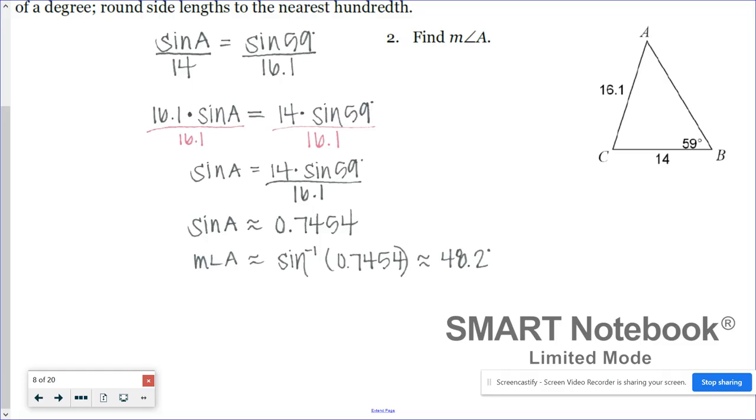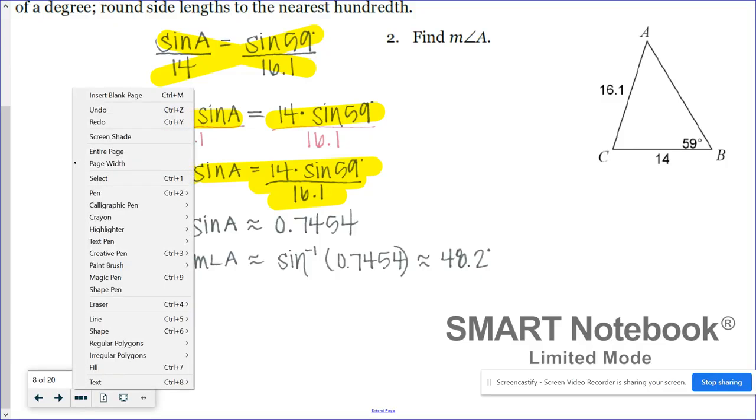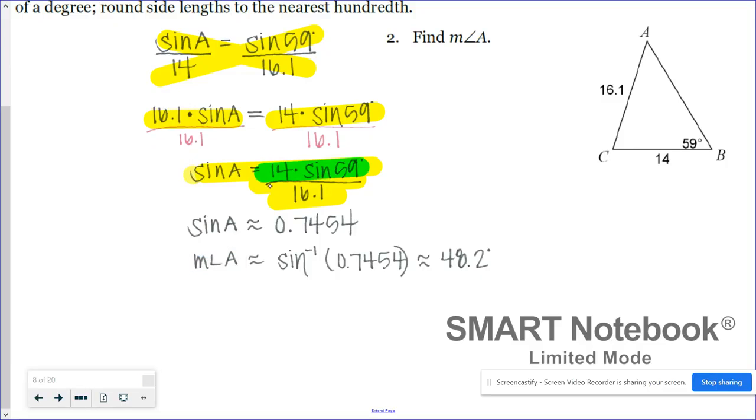I found my cross products: sine of A times 16.1, and 14 times sine of 59. I had to get sine of angle A by itself, so notice that I divided both sides by 16.1. This is where I'm at: sine of angle A is equal to 14 times sine of 59 divided by 16.1. I did that math, calculated this, and got a decimal equivalent of 0.7454.